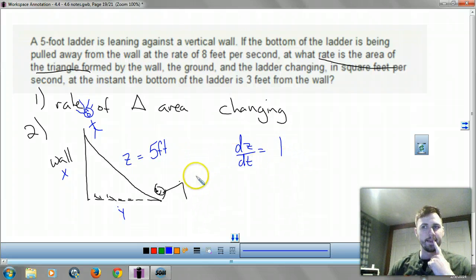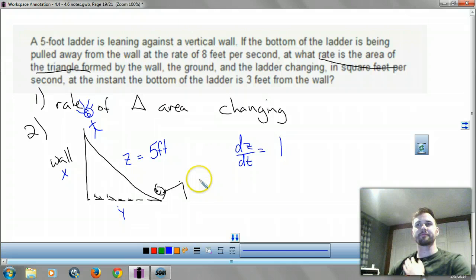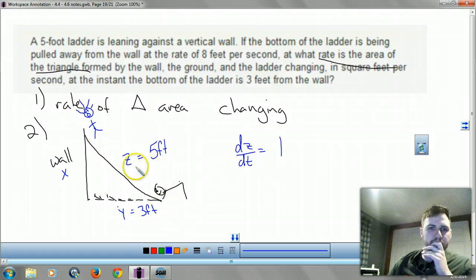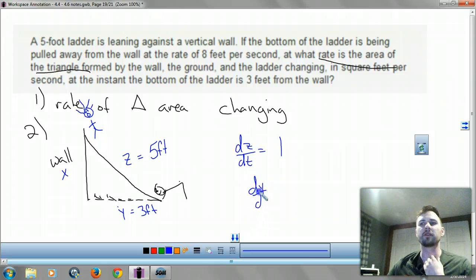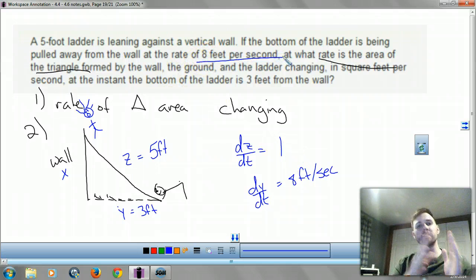Okay? So now let's take a look at y. We're looking for when y is 3 feet from the wall. Okay? So the big question is, what is dy over dt? 8 feet per second. Because that's how fast it's getting pulled out. And it's positive because that length is going to get longer as you pull out that ladder.